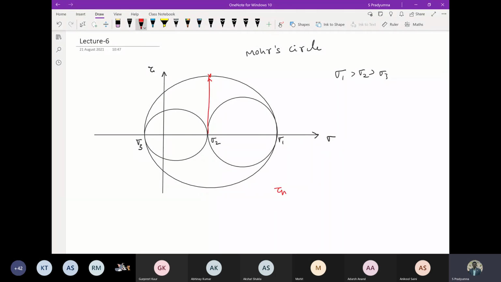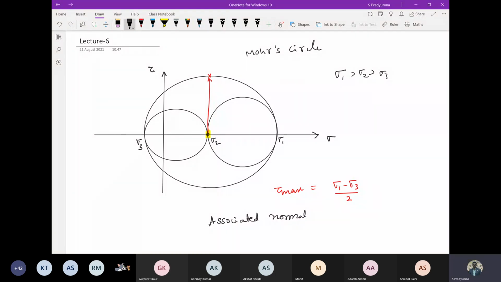That tau max, the maximum shear stress, is given by sigma 1 minus sigma 3 by 2. Okay, so this is the maximum shear stress for the given state of stress, and there is one associated normal stress corresponding to this maximum shear stress. So that is this point. So what is that point? The associated normal stress with respect to this maximum shear stress.